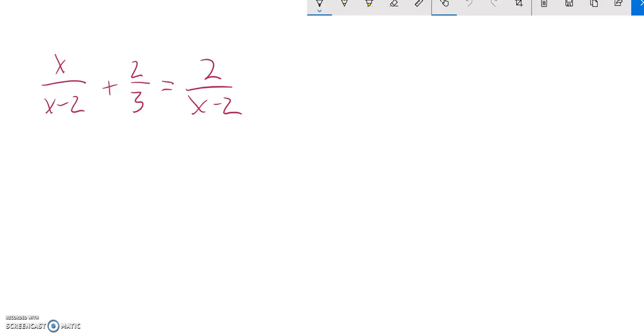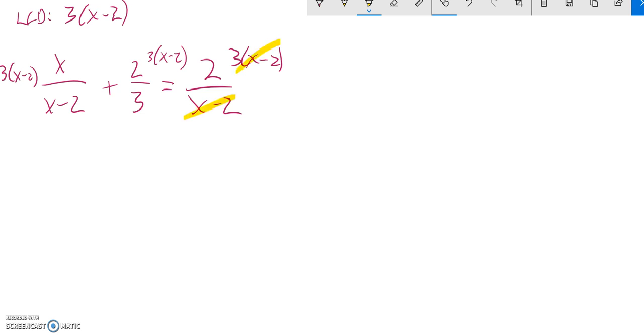All right, in solving this problem, we take a look at it. We have these denominators, x minus 2 and a 3. And notice I have x minus 2 twice, but I really only need it once in my denominator because when I multiply by it, it's going to cancel out. So I'm going to multiply everything by that. So 3 times x minus 2, 3 times x minus 2, 3 times x minus 2.